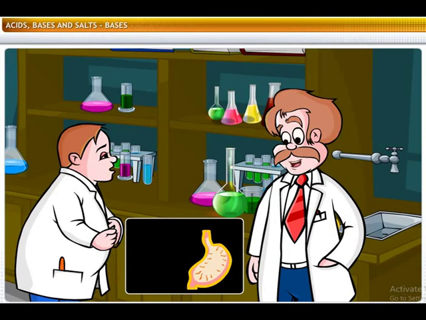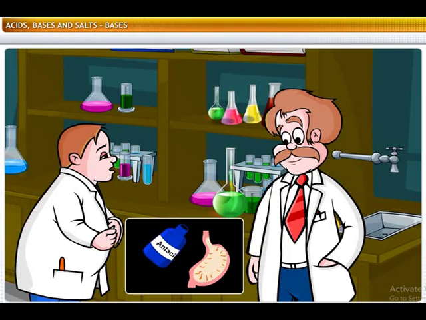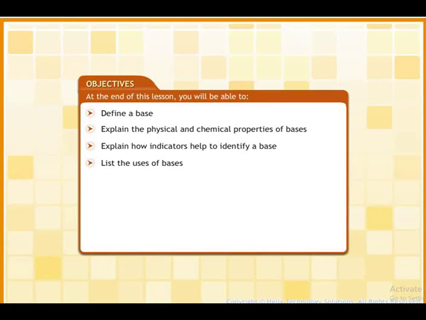This acidity of food is relieved by using an antacid, which is a mild base like sodium bicarbonate. A mild base neutralizes the excess acid produced in the stomach and makes you feel relieved. In this lesson, you will learn about properties and uses of bases.